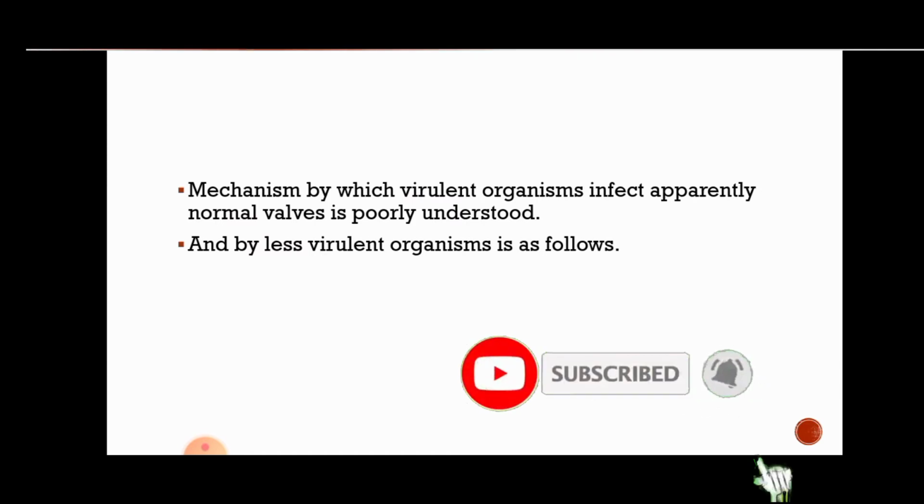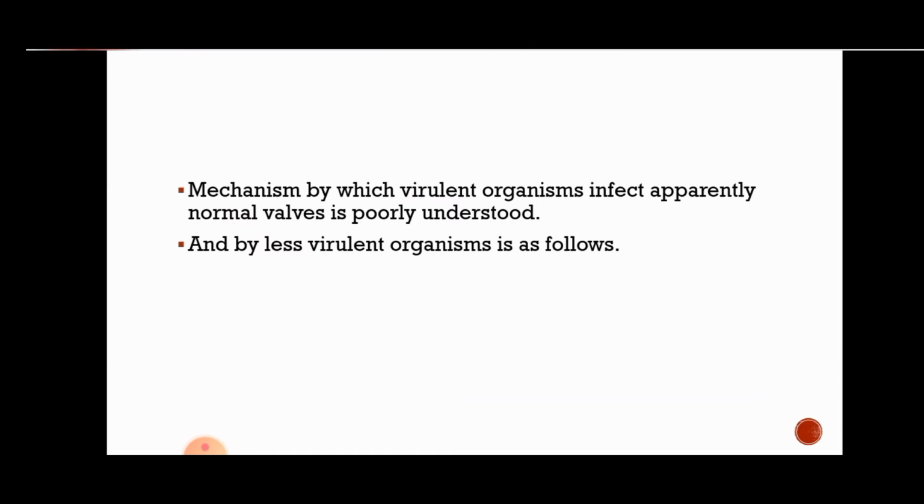So there are two mechanisms by which infective endocarditis is caused: a virulent organism affecting the normal valve, and a less virulent organism affecting the defective valve. The mechanism by which the virulent organism infects the apparently normal valve is poorly understood, and the less virulent organism acts by the following steps.